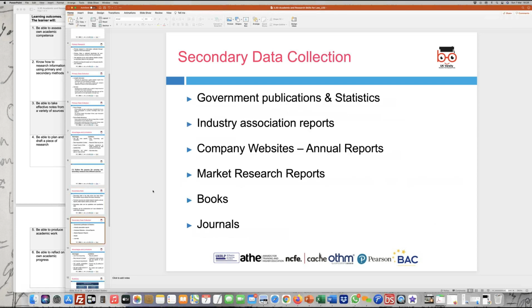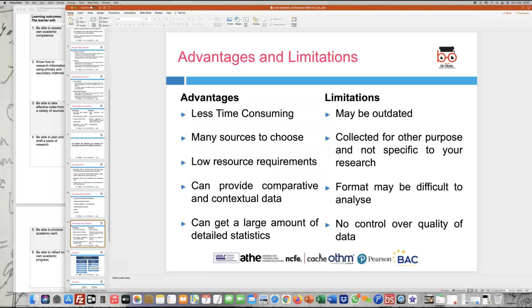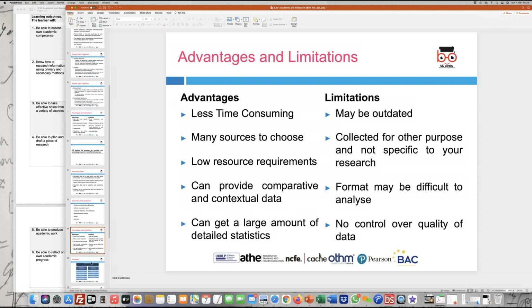Now, examples of secondary source of data could be government publications and statistics. You look at industry association reports. You look at websites. You could look at annual journal reports. You look at printed market research reports. You look at reading or getting data from books or journals and articles, and they will all be comprising these secondary sources of data. Now, there are obviously some advantages and disadvantages of the methods of secondary sources, or the process through which you collect data for secondary research.